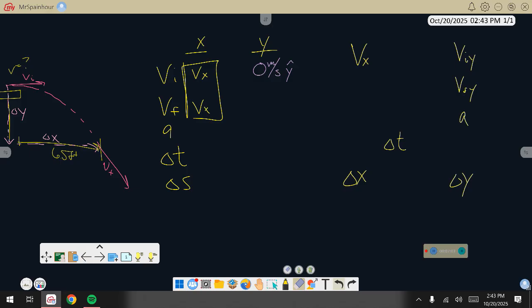Acceleration is negative g for y. Negative g for y, and of course for the x, we already got done saying this, it's 0 meters per second squared, x hat. What else do we know? We have the delta s for both sides. Do you want to convert it? Oh, not delta s for both sides. Don't say that. We know delta x and delta y, the components of it.